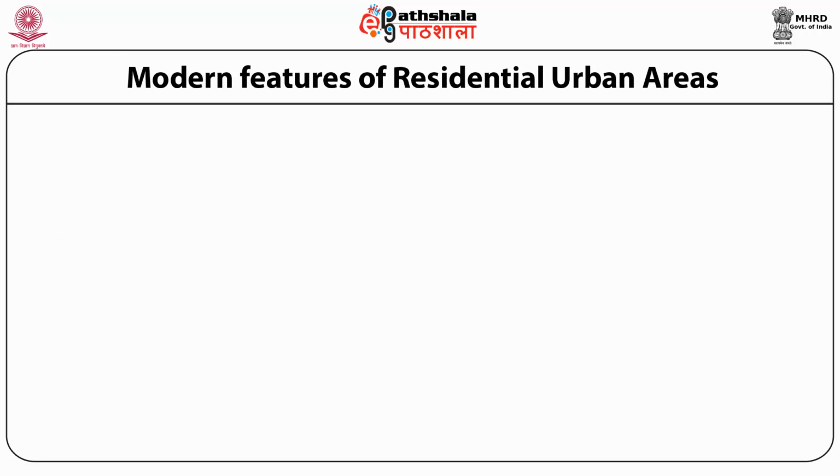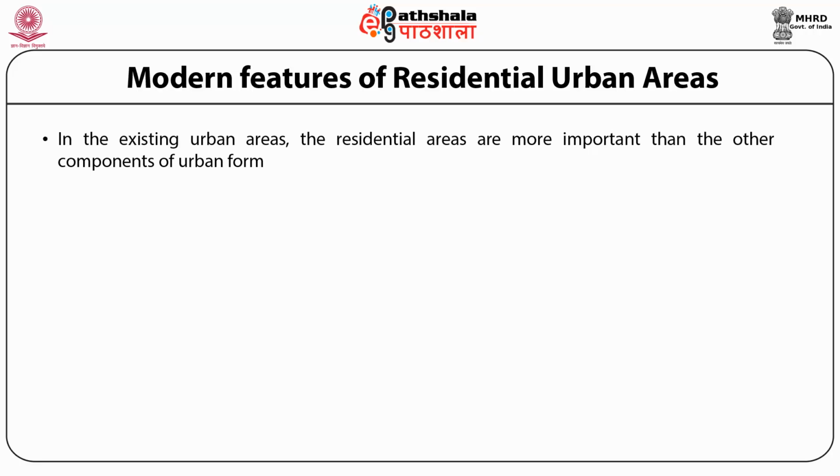Let us discuss the modern features of residential urban areas. The urban forms as well as the urban planning models originally focused upon the development of the non-residential urban areas, assuming that the residential area would grow organically. But in existing urban areas, the residential areas are more important than the other components of urban form. Therefore, the urban planners have to focus their energies to plan the rest of the city, keeping in mind the residential complexes and related facilities.